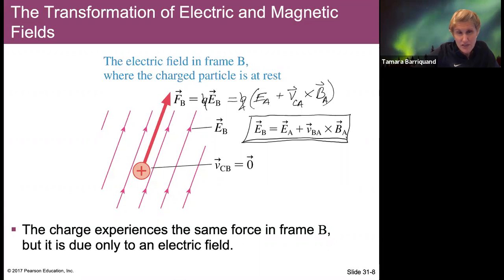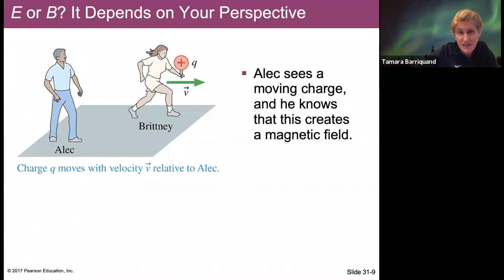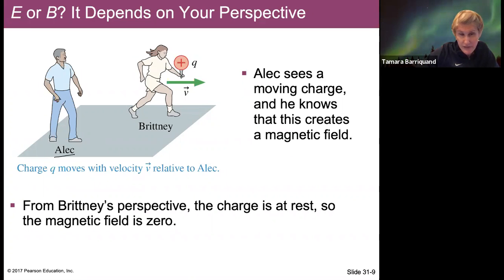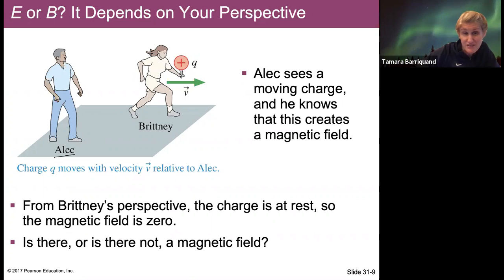Now let's go back to the question about how we transform our magnetic field. We had this question where Alex sees a moving charge and he knows that this creates a magnetic field. Alex sees it moving, but Brittany's moving, and Alex is at rest. So from Brittany's perspective, the charge is at rest, so the magnetic field is 0. So now we've got to figure out, is there or is there not a magnetic field? How do we resolve this?